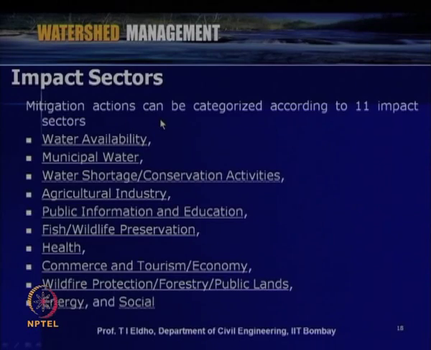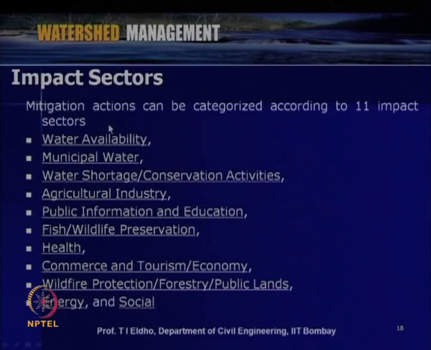So now we were discussing the drought mitigation aspects. Its consequences we have already discussed, but let us look at what are the important sectors which will be affected by the drought, or the impact sectors where we have to look into the mitigation actions. When we look into mitigation actions, if we can classify the impact sectors, then accordingly we can go for the drought mitigation. So we can classify into 11 impact sectors as far as the drought mitigation is concerned. Some of the important impact sectors are mentioned here in this slide.